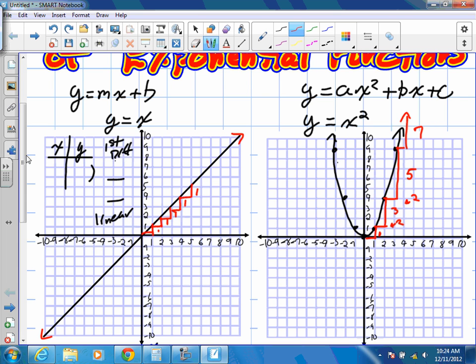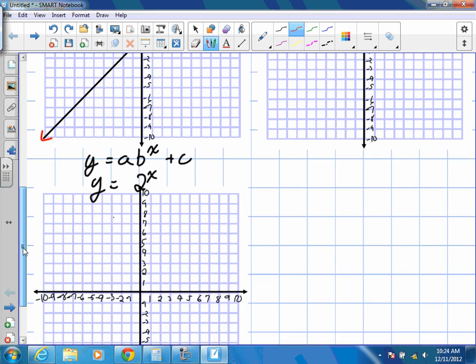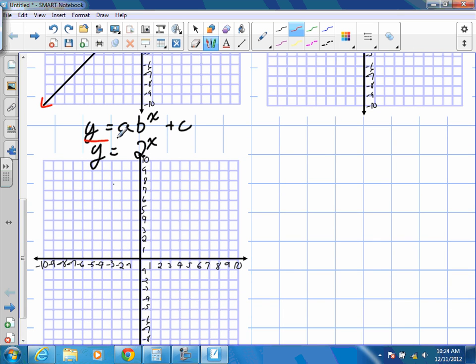Now finally, this is a more complex version of an exponential function. We'll mostly look at exponential functions like this. The power is our variable, and they'll give us some number here. In this case, I have the number 2. We're actually going to put this together as a group and then try to figure some stuff out with it.